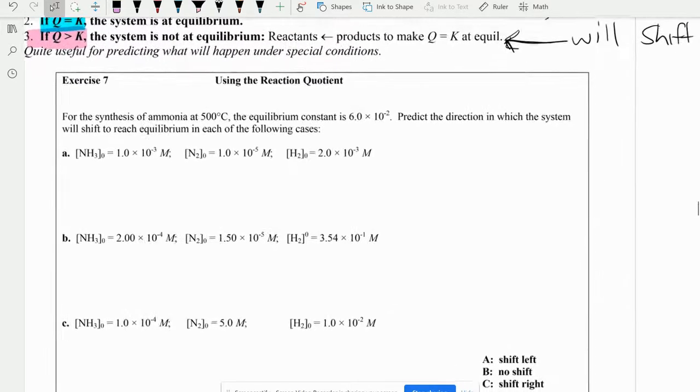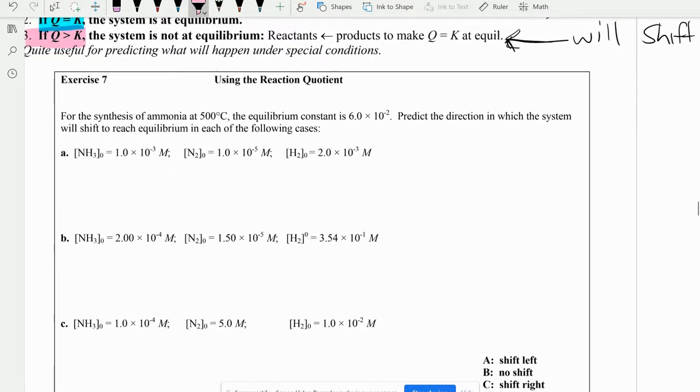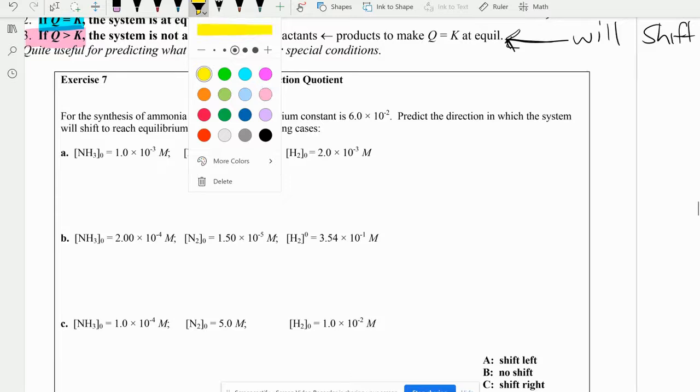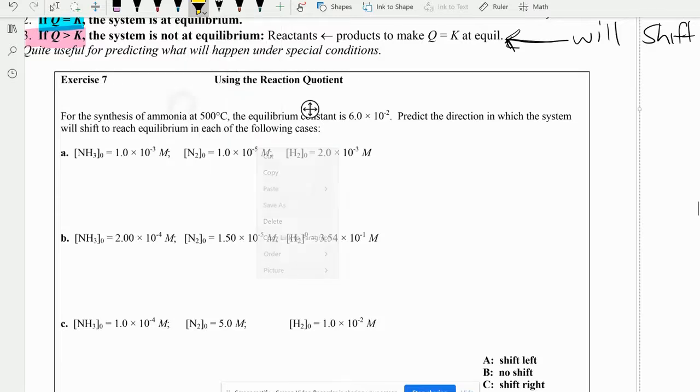So let's make this a little bit bigger. What do we got going on here? Let's take my highlighter. All right, for the synthesis of ammonia at 500 degrees Celsius, the equilibrium constant is 6.0 times 10 to the minus 2. Predict the direction in which the system is going to need to shift in order to establish equilibrium. What did they give us here?